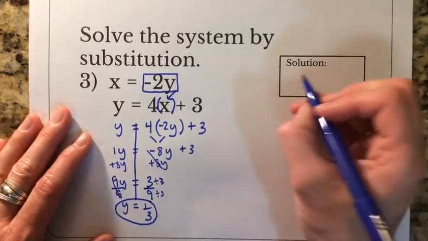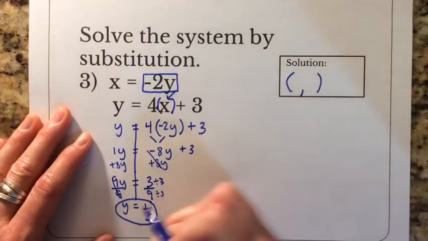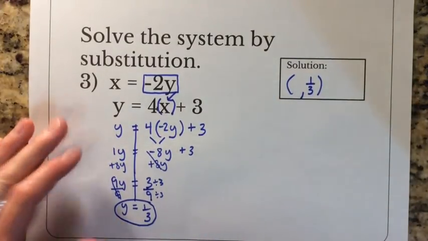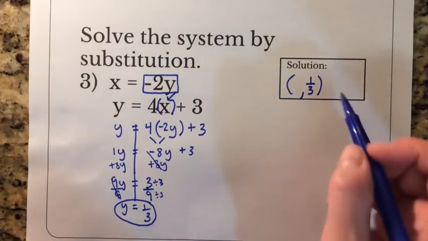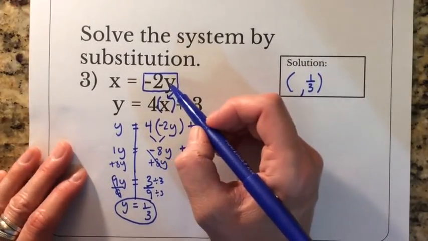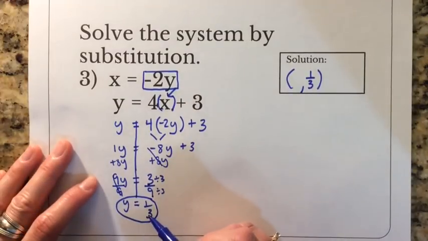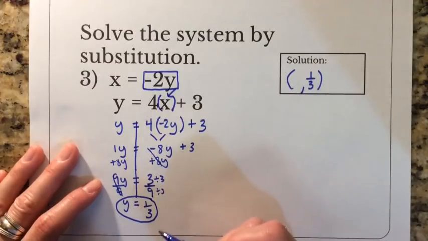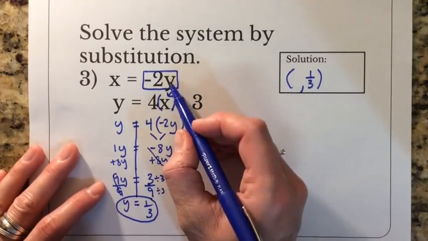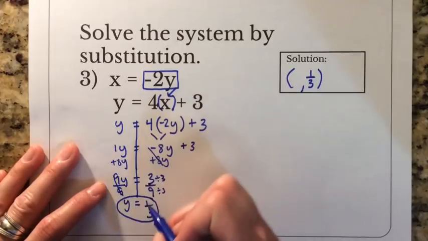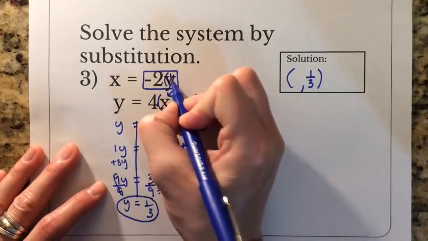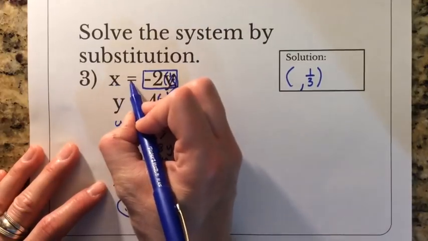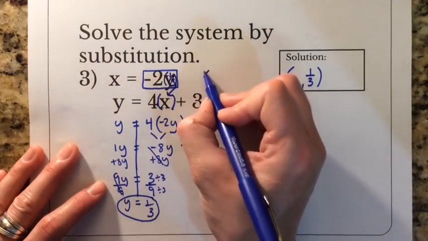Okay, I have one of my coordinates. Remember, this is the y though, so I'm going to put that right here in the y space. Now I'm going to have to go back up into my equation and replace y with 1/3. I have to find x. Well, like I said before, it's always easier to go back up into your package. So we're going to replace this y with a 1/3. Let me rewrite this so you can see it a little bit better. Here it says x equals -2 times 1/3.